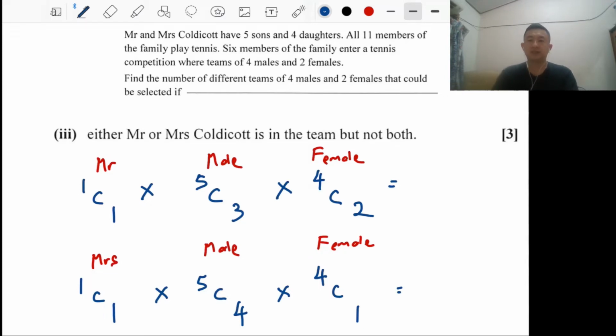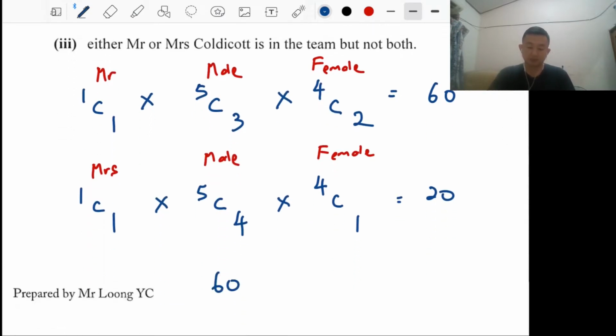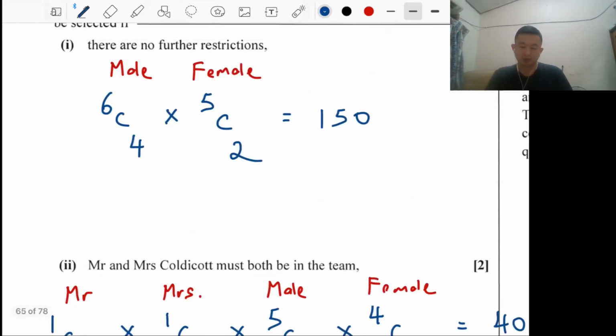Okay, let's calculate and see what's the answer. 5C3 times 4C2, 60. You can also try first before you check the answer. 20. So the answer should be 80. 80 in total. 60 plus 20, 80. Okay, we move on.